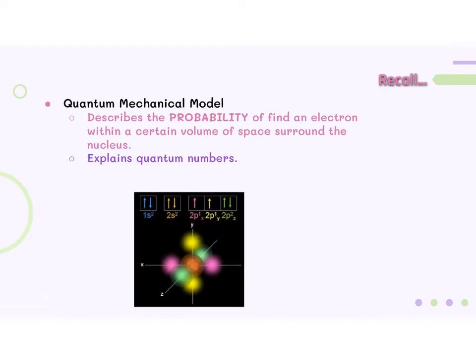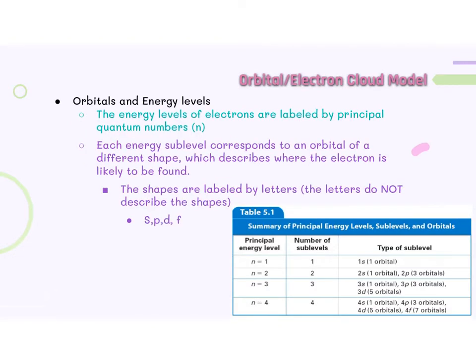Remember that the quantum mechanical model describes the probability of finding an electron within a certain volume of space surrounding the nucleus. It doesn't tell you the exact location, but just the chances of finding an electron. And it does explain the quantum numbers. So how exactly do we explain the quantum numbers in the quantum mechanical model of the atom? We use orbitals and energy levels.